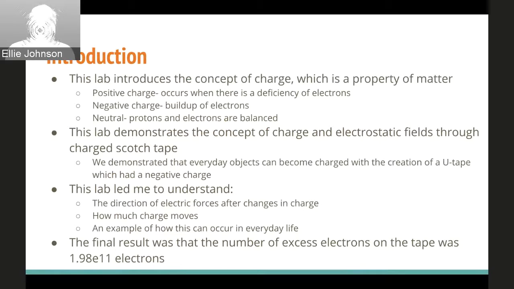This lab helped me understand the direction of electric forces after changes in charge and helped me calculate how much charge moves and helped me understand this through an example in everyday life. And the final result that I calculated was that there were 1.98 times 10 to the 11 excess electrons on the tape.